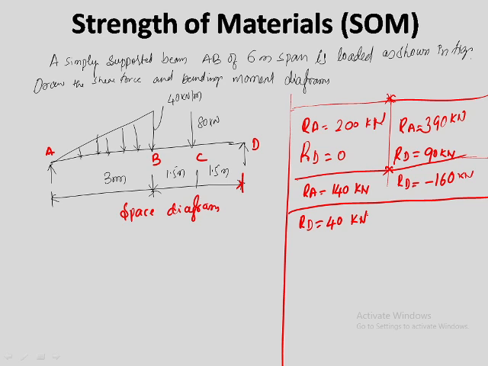Now, who has given RD equal to 40 kilonewton? What about the RA? Minus 45 kilonewton.